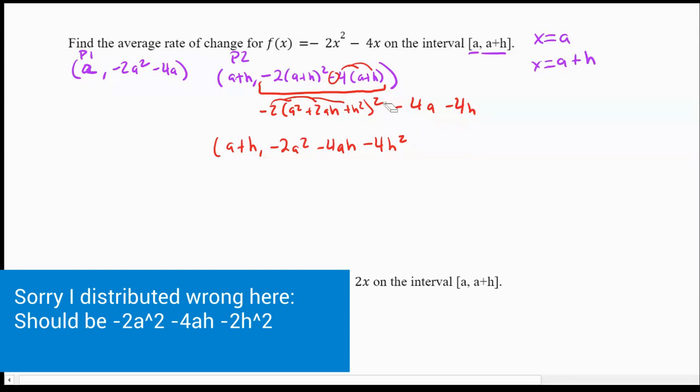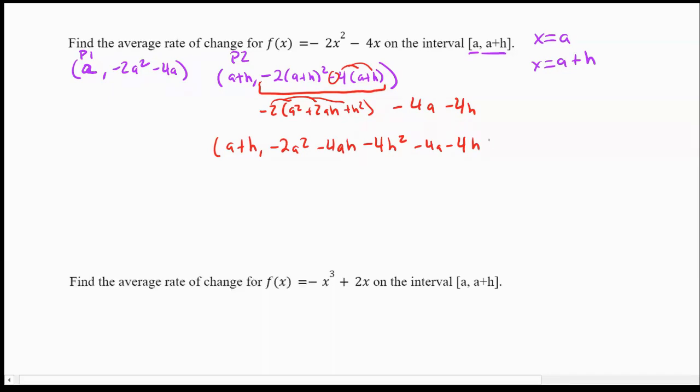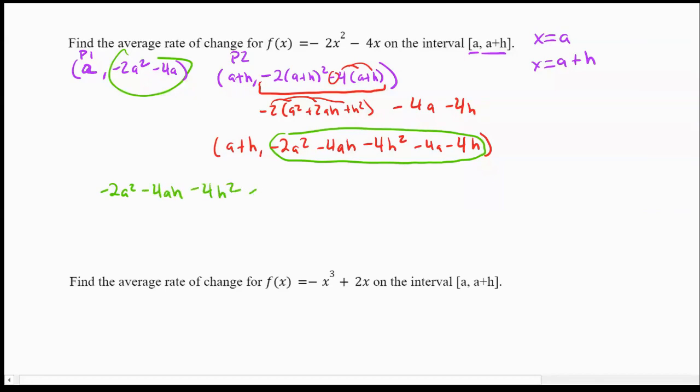Oops, sorry, I have a little extra squared there by accident. Minus 4h squared minus 4a minus 4h. So that's my second point. Now, yes, I know this looks gross, but average rate of change is going to help us simplify this, because I'm going to take y2, which is all this, minus y1. So negative 2a squared minus 4ah minus 4h squared minus 4a minus 4h minus negative 2a squared minus 4a.